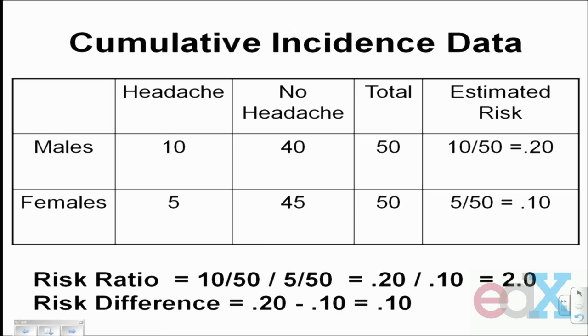So here is a 2x2 table display of what was shown in the previous 2 figures. The top row represents what was in the black ink before, the outcomes, the follow-up of the 50 men. The second row is what was in the red before, the outcomes, the follow-up of the 50 women. So what do we see here? We had 50 men in our study who were followed for up to 7 days, and 10 of them developed headaches. So the cumulative incidence, the estimated risk of developing a headache among a male in your study, is 10 over 50 or 20%.